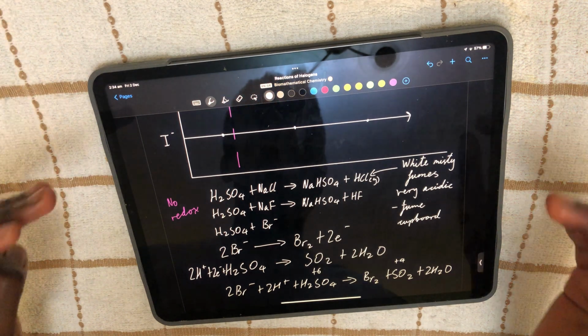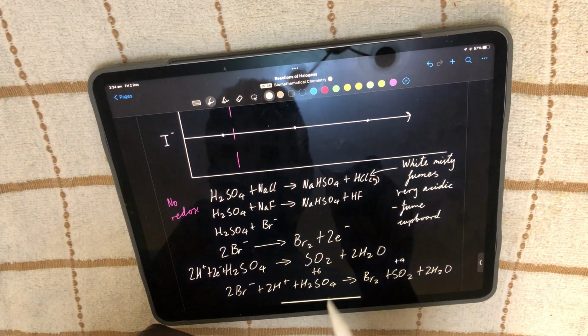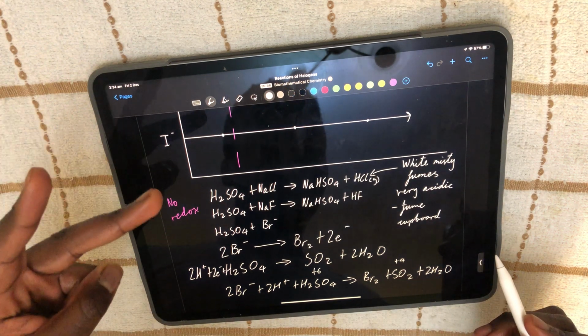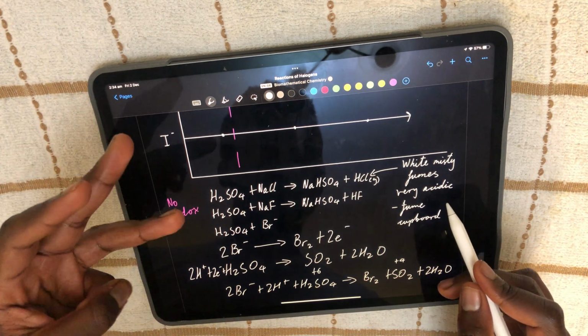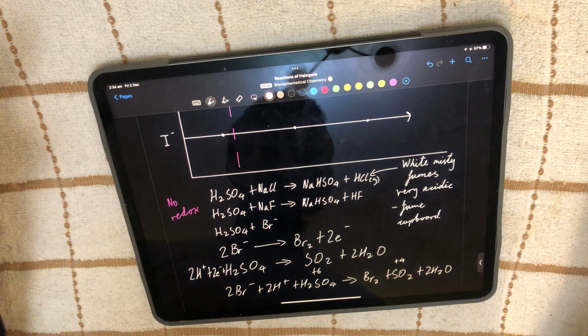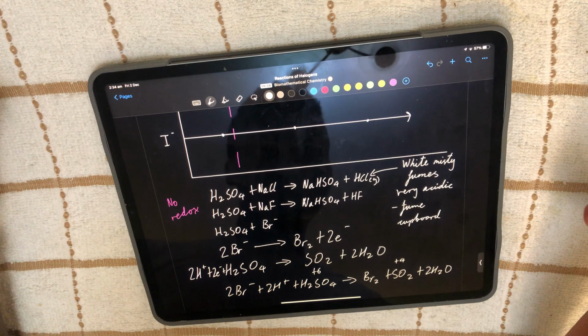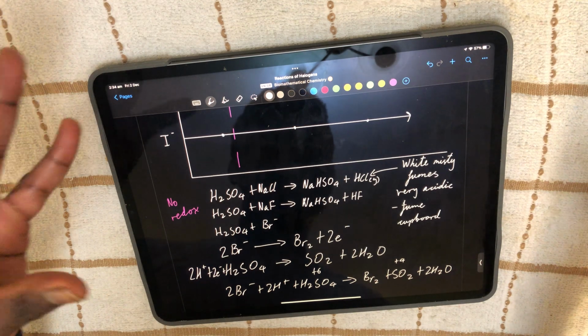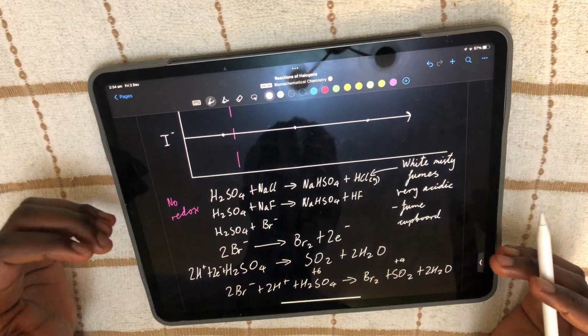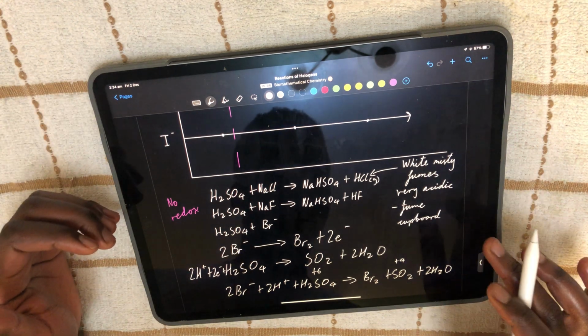To break that down: write down your equation. Is it balanced? That's a mark. What's my observation? White misty fumes. And what's the safety precaution? If we're talking about safety precautions, what is the thing that I have to be worried about, and then what should I do about it? There, 5 marks. That's why it's important to know these things.